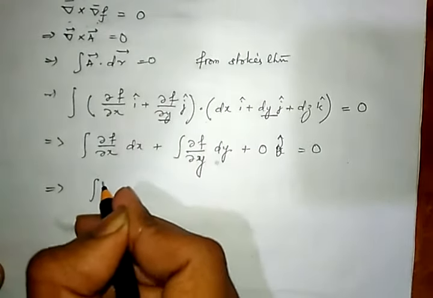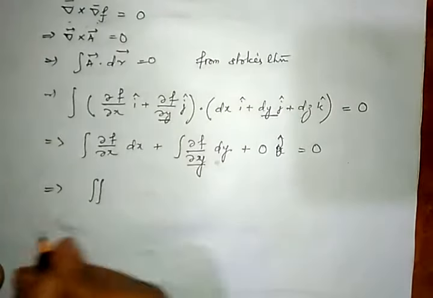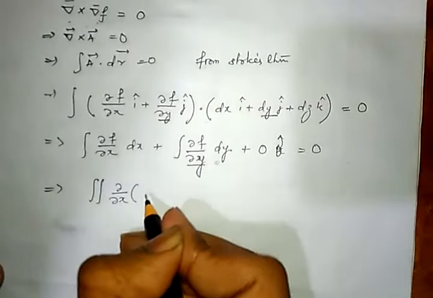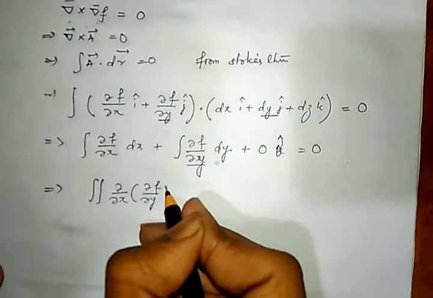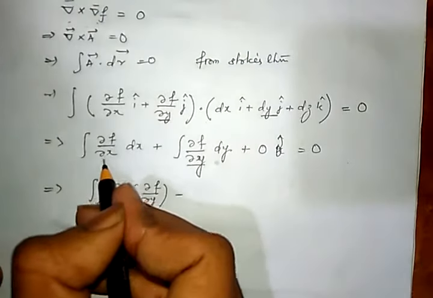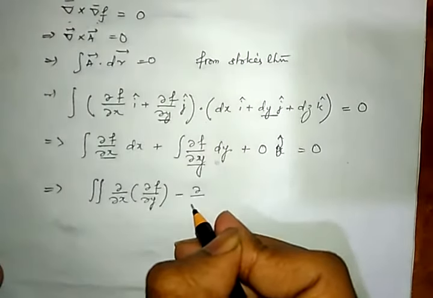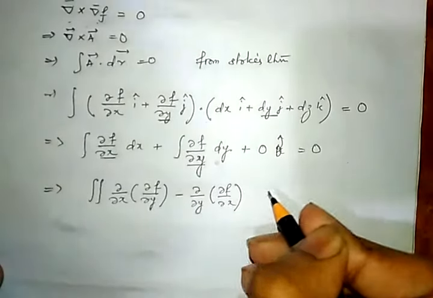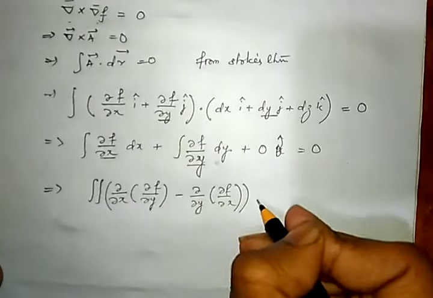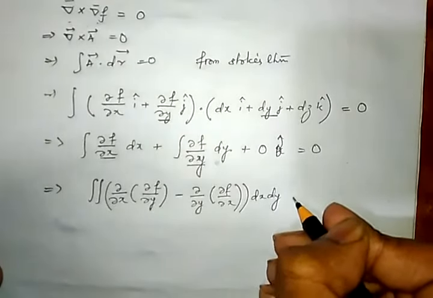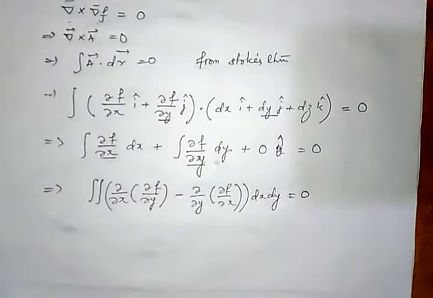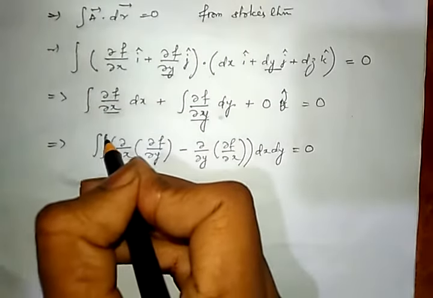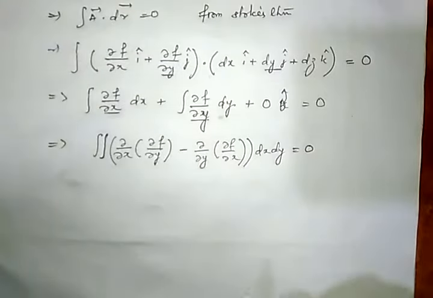We are going to get the double integral of the partial of this with respect to x, and the partial of this part with respect to x, minus the partial of this part with respect to y, and the whole thing, surface integral dx dy, is equal to 0. Now here we see that the total integral is equal to 0.